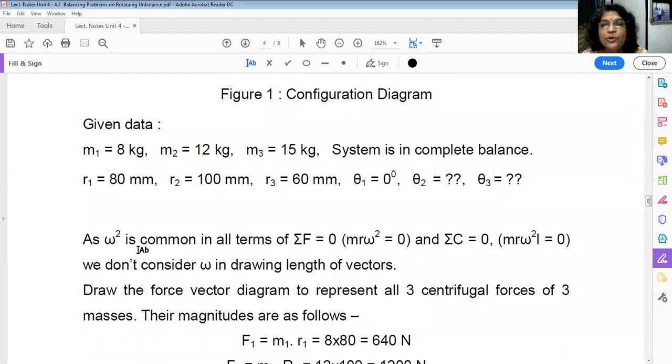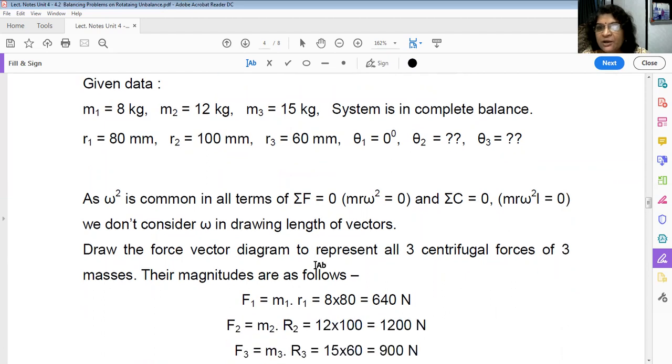As omega square is common in all the terms, we take summation of F is equal to 0, that means summation of m into r is equal to 0. And summation of couple is equal to 0. Here also m into r into omega square into L is equal to 0, so omega square is common. But here we don't require to determine the couples, because the problem is based on static unbalance. Just for balancing the forces, we will get this theta 2 and theta 3.